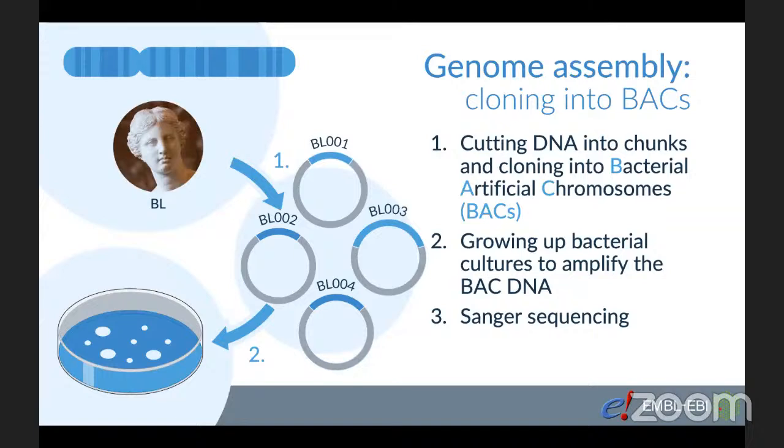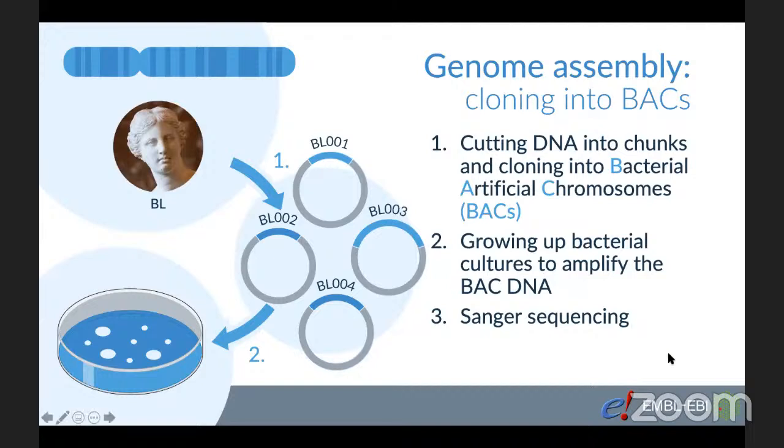And I'm showing you here a little bit of a historical approach of how the human reference genome has been sequenced and assembled. So the genome was first cut into chunks, and those fragments were then cloned into BACs, so bacterial artificial chromosomes. Those BACs were then grown up in bacterial cultures to amplify the number of DNA copies. And then the DNA was sequenced from plasmids using Sanger sequencing.